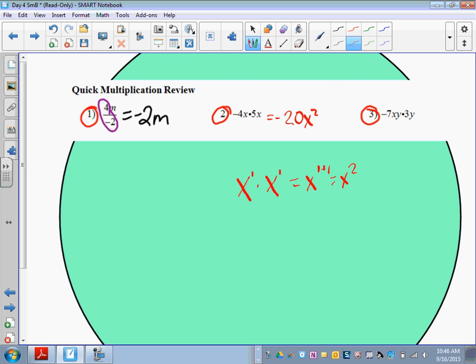Good. So then carrying that information over for number 3. Anybody want to give that a try? What do you got for number 3? Trey, what'd you get? What's -7 times 3? Good, -21. Alright, what if we have xy times y? What does that give us? We have xy times y. When we multiply those together, what does that give us?